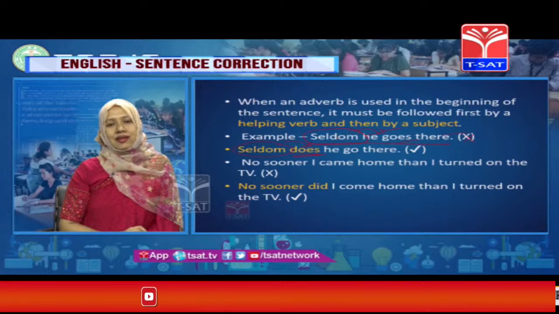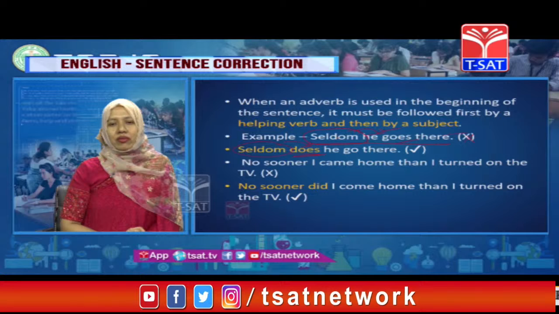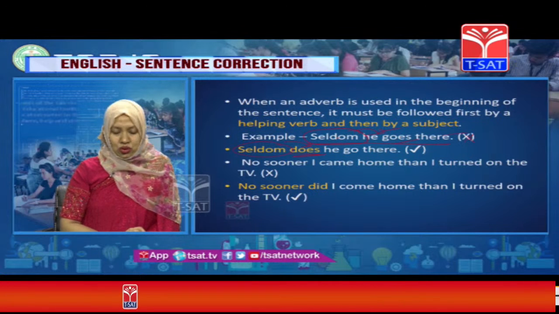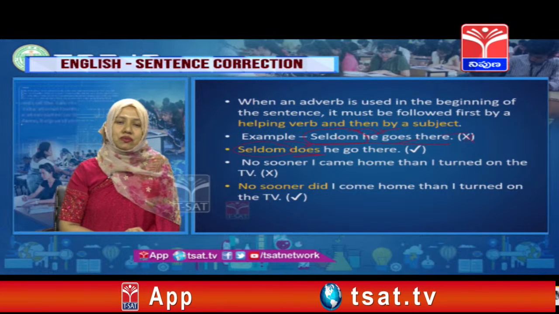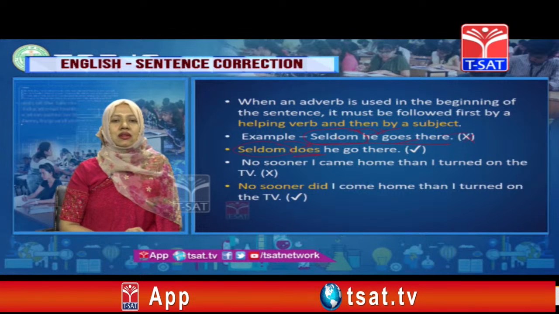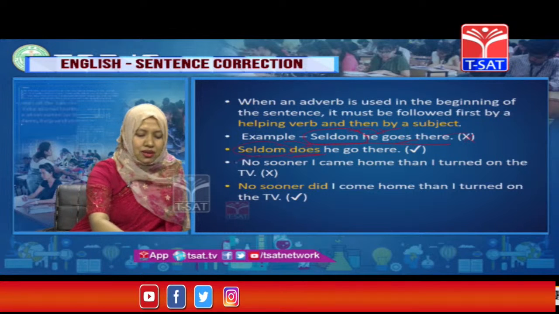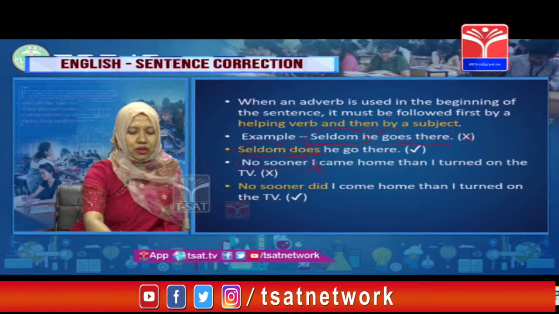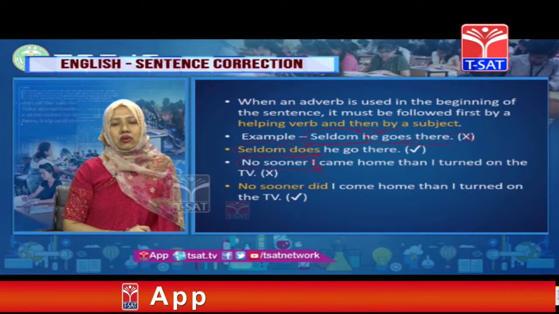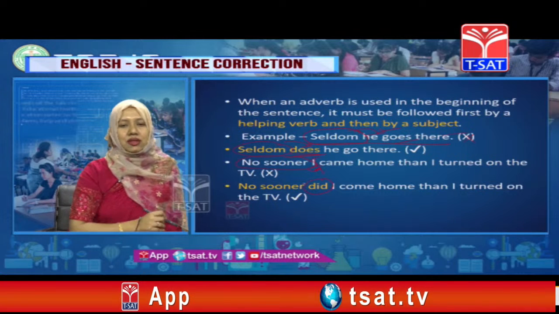Let us take another example and see. No sooner I came home than I turned on the TV. In this sentence, the sentence is starting with no sooner. Again, no sooner is an adverb followed by I. I is the subject. So this is again wrong. Here the helping verb is missing.